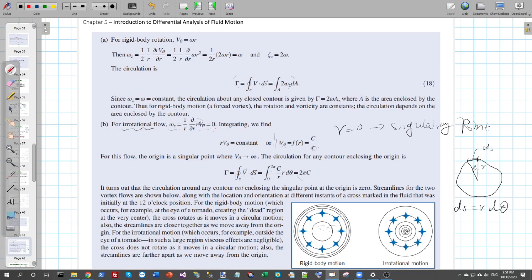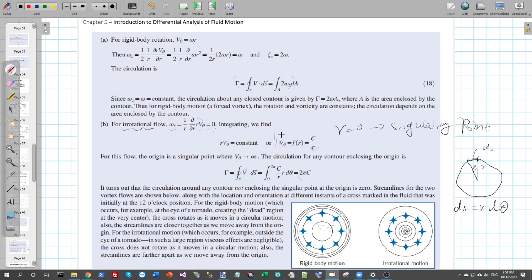And we can just solve this differential equation. It turns out that r times v theta has to be constant if you integrate this equation on r. In other words, v theta has to be in the form of a constant divided by r. So it's telling us that if v theta is in this functional form, a constant c over r, then omega z will equal 0, so the flow becomes irrotational.